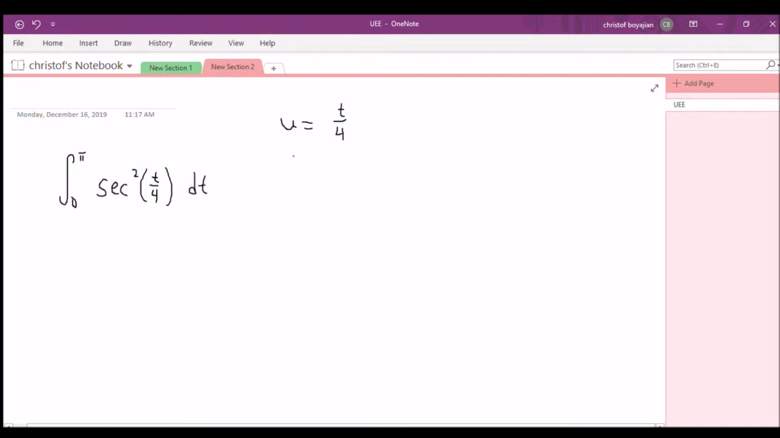And if we take the derivative of both sides with respect to t, we should get that du is equal to, now remember this is a constant, we can pull that out, so the derivative of t with respect to t is just 1/4, times dt. So if we want to replace dt, let's isolate dt. If we multiply by 4 on both sides, dt is equal to 4 times du.